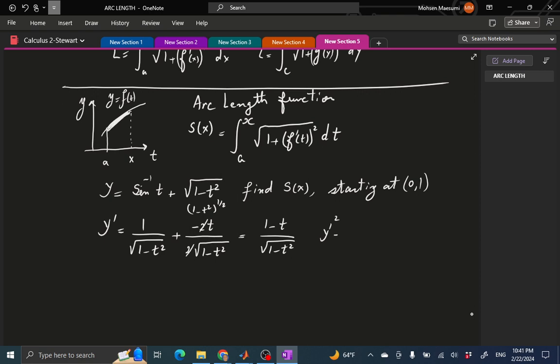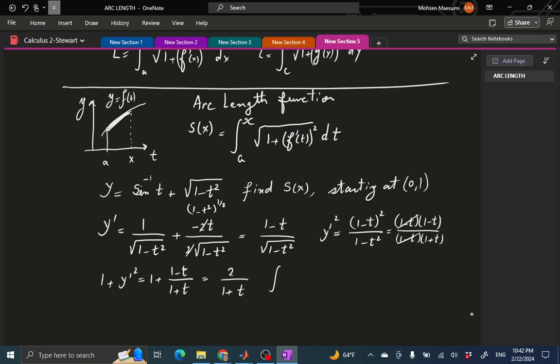Therefore y prime squared is going to be 1 minus t squared over 1 minus t squared, and I write this as 1 minus t times 1 minus t, this one as 1 minus t times 1 plus t, so this cancels. 1 plus y prime squared, therefore, is going to be 1 plus 1 minus t over 1 plus t. I add them up, I get 2 over 1 plus t.